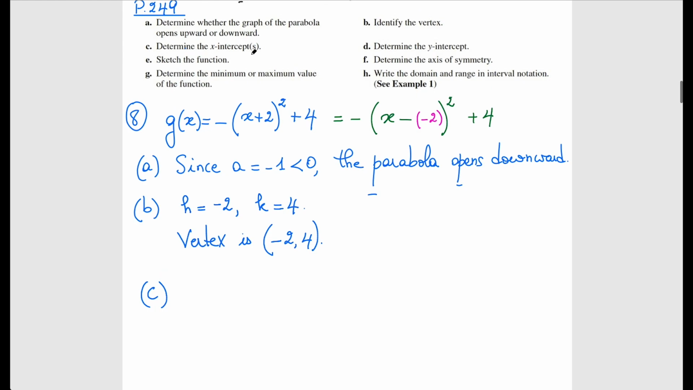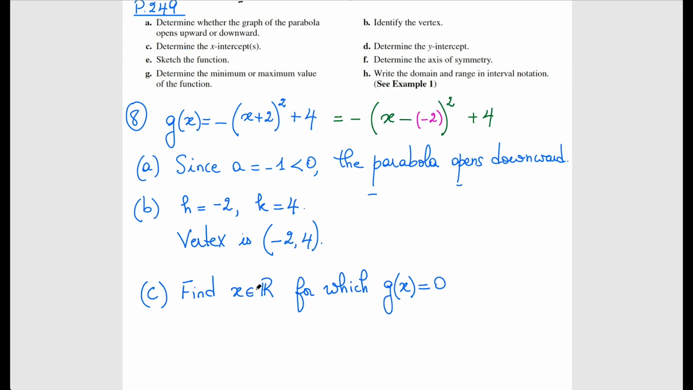Determine the x-intercepts. Well, to determine the x-intercepts, remember how we find them? These are the points where the value of the function vanishes, right? So we are looking for real numbers x for which g of x is 0. Remember, those are solutions of this equation, correct?